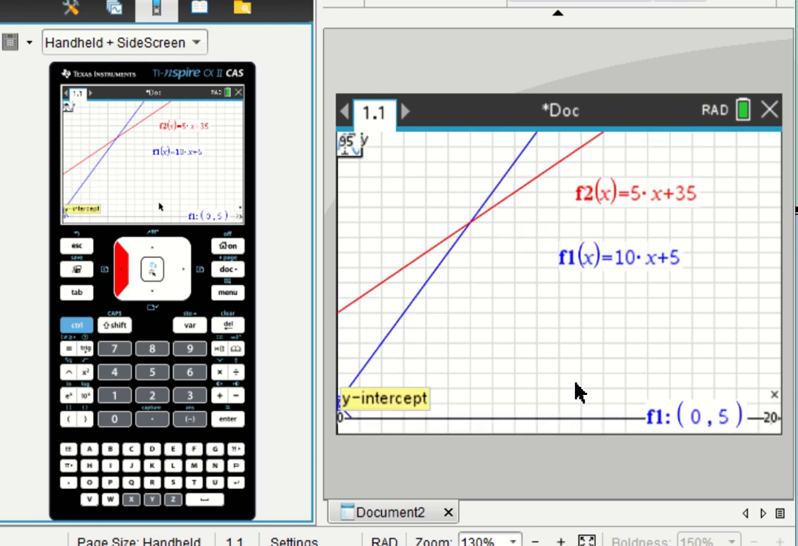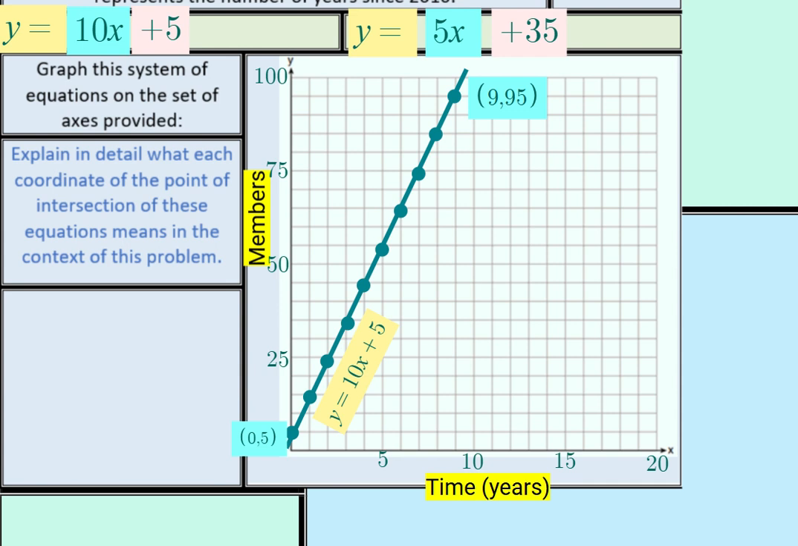So the points I really care about, I start at (0, 5), (1, 15), (2, 25), (3, 35), and so on. So now I can take those points, plot them directly on my paper graph, and then move on to the next equation.